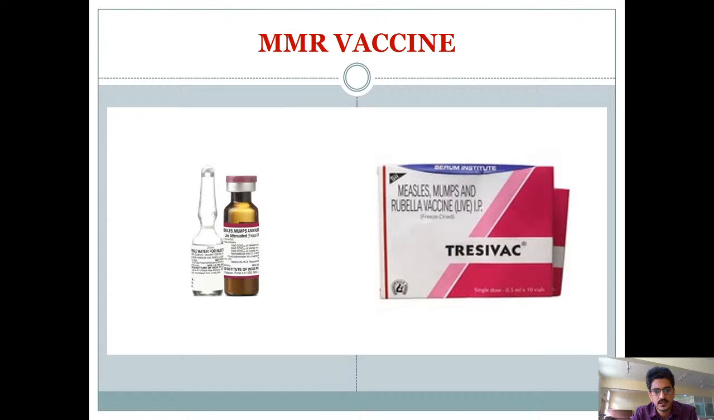So MMR vaccine, this is the measles, mumps, and rubella Tresivac. It has to be diluted before giving it, and recently new pre-filled syringe vaccines are available in MMR vaccines. Before the new pre-filled vaccines, we had to dilute it and give it with distilled water.